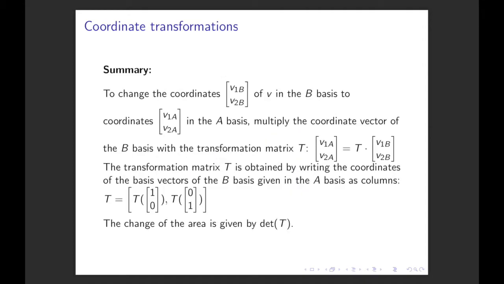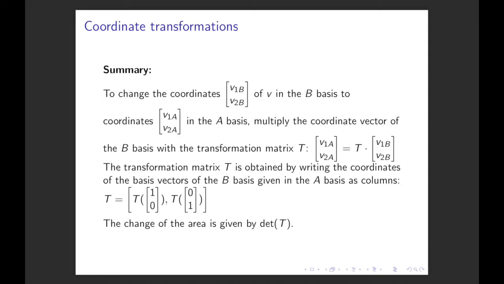The summary from the last video: to change the coordinates v1, v2 of a vector v that is given in the b basis to coordinates in the a basis, multiply the coordinate vector of the b basis with the transformation matrix T. So the vector in the coordinates with respect to the a basis is obtained from T times the coordinate vector in the b basis, and the transformation matrix T you get by writing the coordinates of the basis vectors of the b basis given in the a basis as its columns.